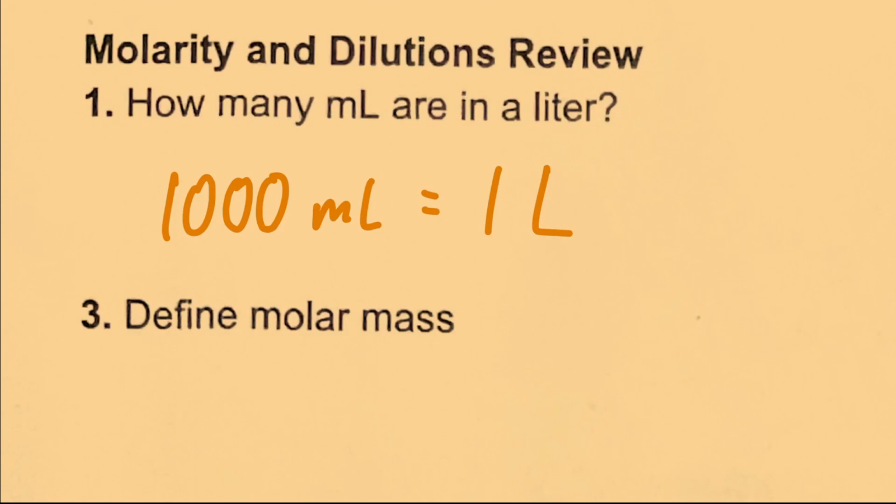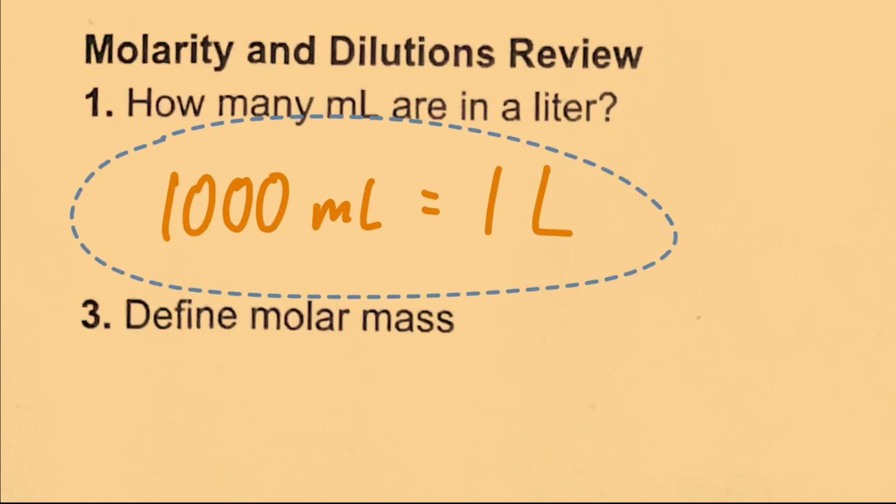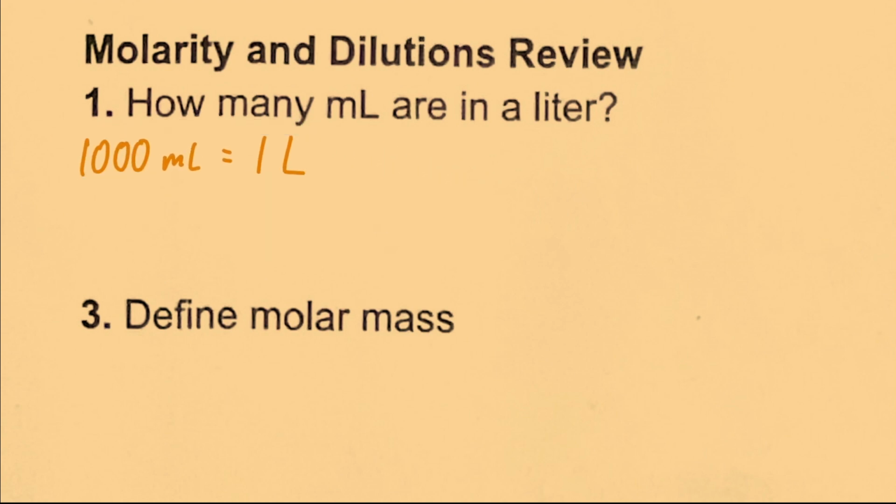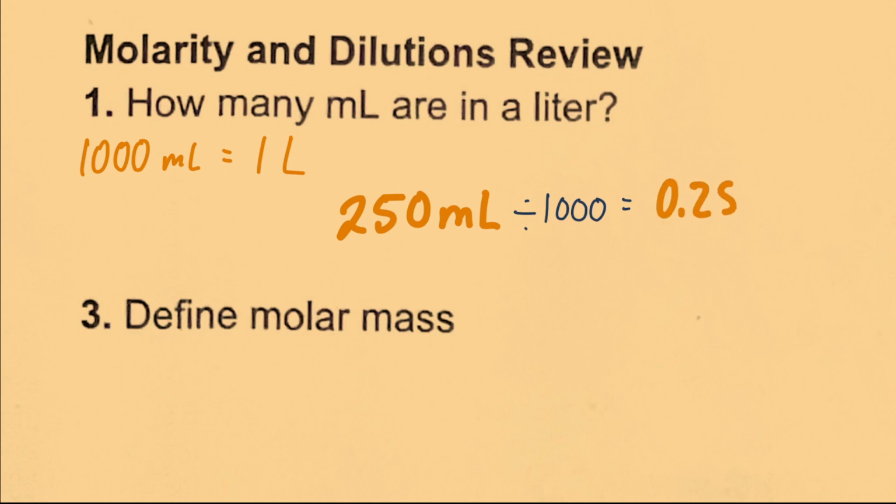If we want to convert between milliliters and liters, which we will have to do on the quiz and on this review, the way that we do that is, for example, let's say we have 250 milliliters and we want to convert that to liters. We can divide by 1,000, and that will give us 0.250 liters. When we divide by 1,000, really we're just moving that decimal 3 places, so 250 becomes 0.250.